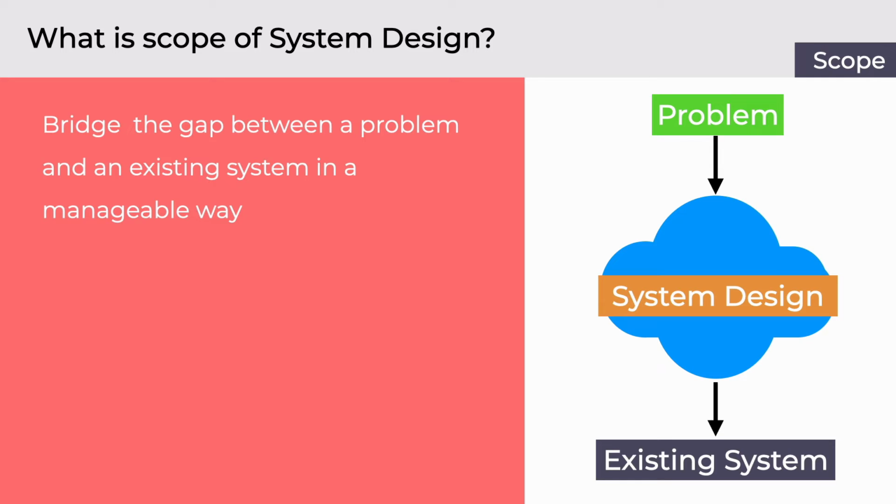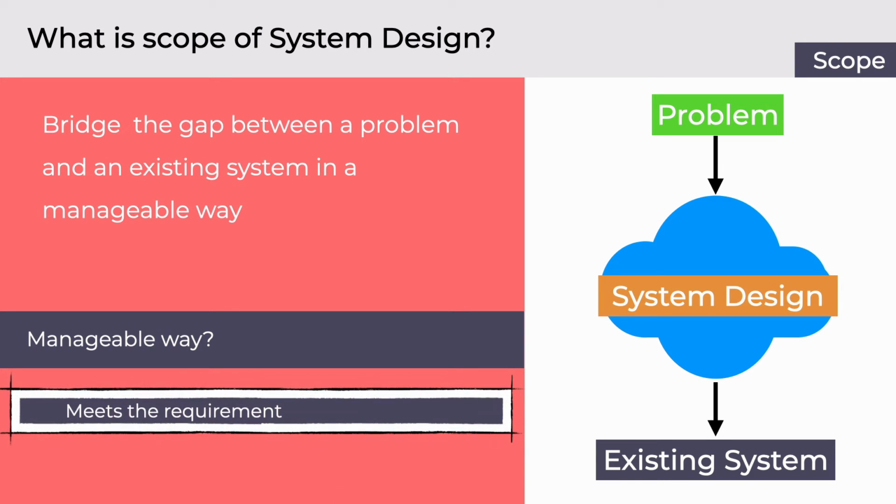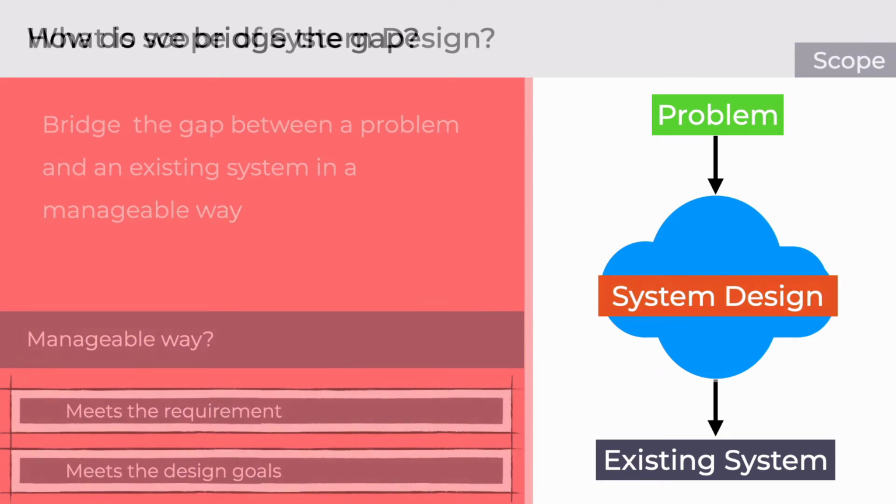You may be thinking, what is meant by the manageable way? We can qualify by saying that if our system design meets the requirements that were presented to us and it addresses all the major design goals, it is a complete system. And that defines the scope of system design, nothing more and nothing less.